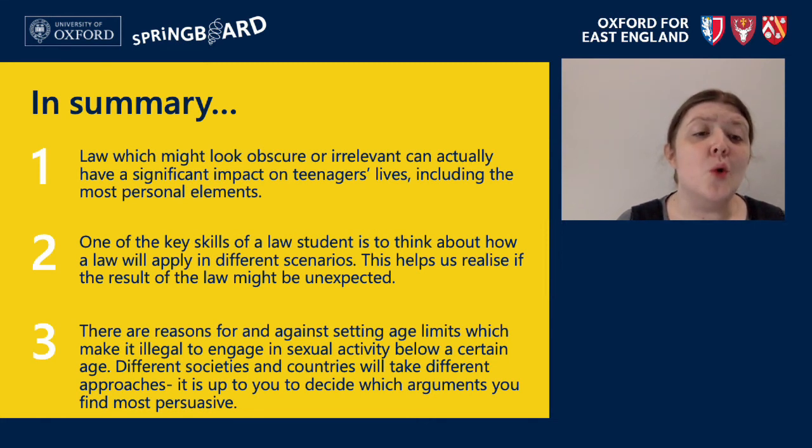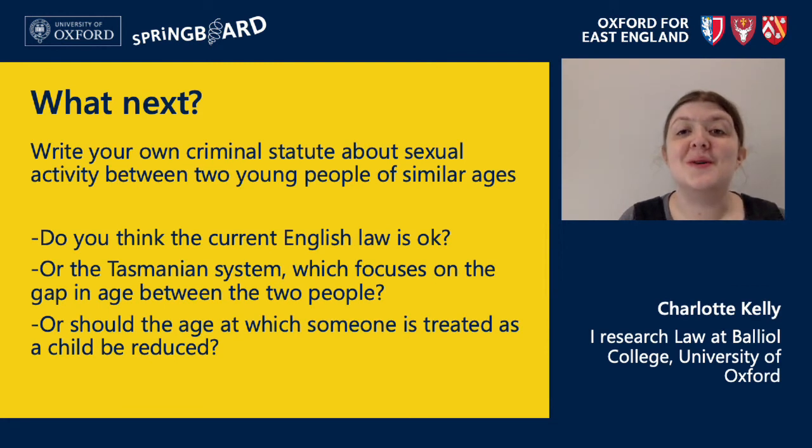Firstly, law which might look obscure or irrelevant can actually have a significant impact on teenagers' lives, including the most personal elements. Secondly, one of the key skills of a law student is to think about how a law will apply in different scenarios. This helps us realise if the result of the law might be unexpected. Thirdly, there are reasons for and against setting age limits which make it illegal to engage in sexual activity below a certain age. Different societies and countries will take different approaches. It's up to you to decide which arguments you find most persuasive. Which leads us on to what's next.